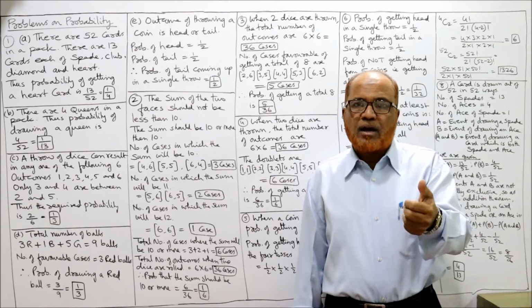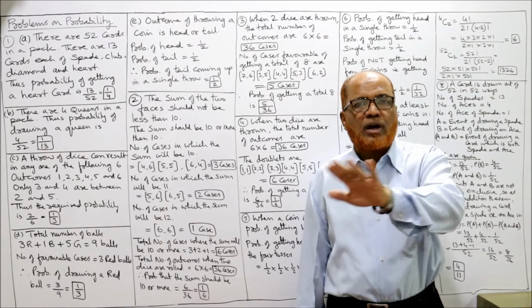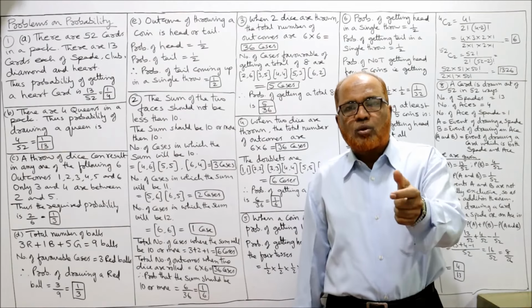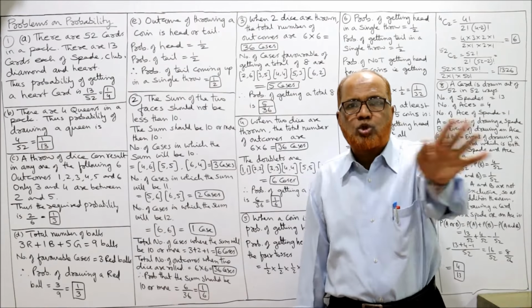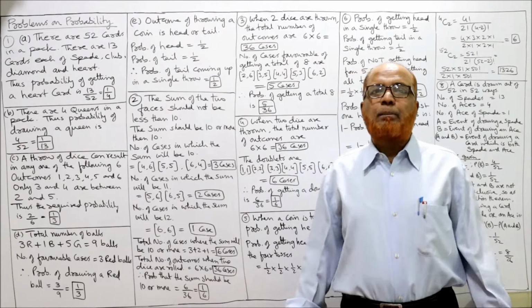पहली बार जो आउटकम आएगा उससे सेकंड नेक्स्ट थ्रो का आउटकम के कोई इफेक्ट नहीं होगा. सेकंड टाइम जो थ्रो करेंगे उसका इफेक्ट थर्ड थ्रो के ऊपर कुछ भी नहीं होगा. एवरी थ्रो विल बी इंडिपेंडेंट.